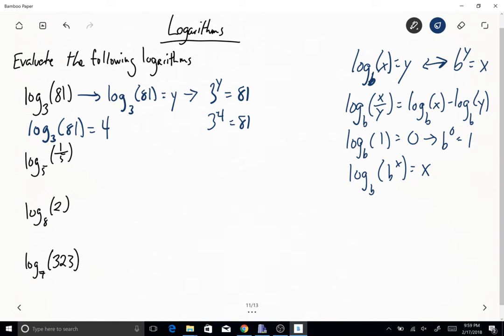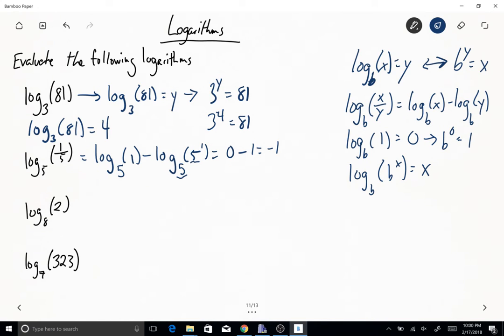So why would I say that stuff? Well, all that silliness becomes log base 5 of 1 minus log base 5 of 5, or 5 to the first, which might be a little bit easier. And notice that becomes 0 minus, using that second property, these things match up. So I get 0 minus 1, and so that equals negative 1. And so notice that didn't take too long for us to do.